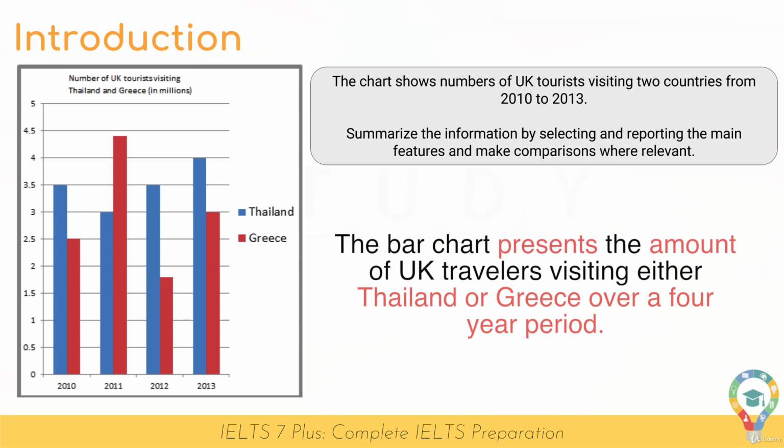The first thing I changed was chart shows into bar chart presents. I then changed numbers to amount and UK tourists to UK travellers. My last big change was in the final part of the sentence. I gave the name of the two countries and said it was over a 4-year period instead of 2010 to 2013. I hope you can see that synonyms are super useful in creating your introduction.